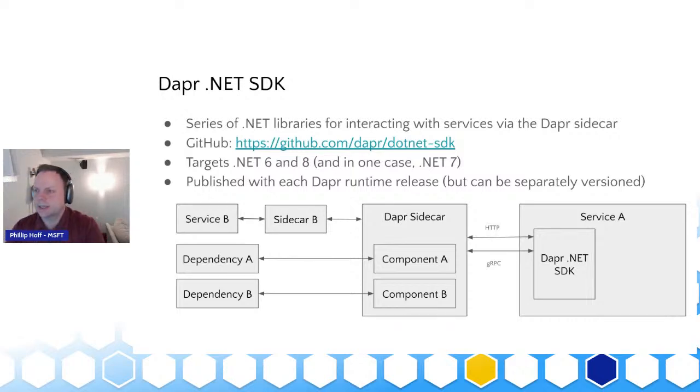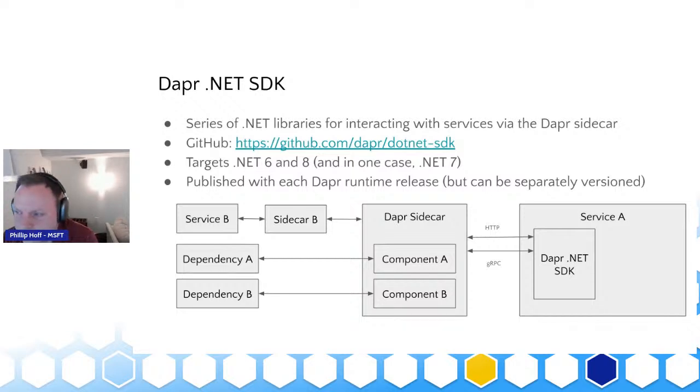So as far as the Dapr.NET SDK goes, it's an open source library hosted on GitHub. No, not MIT licensed, sorry. And the individual packages are published on NuGet.